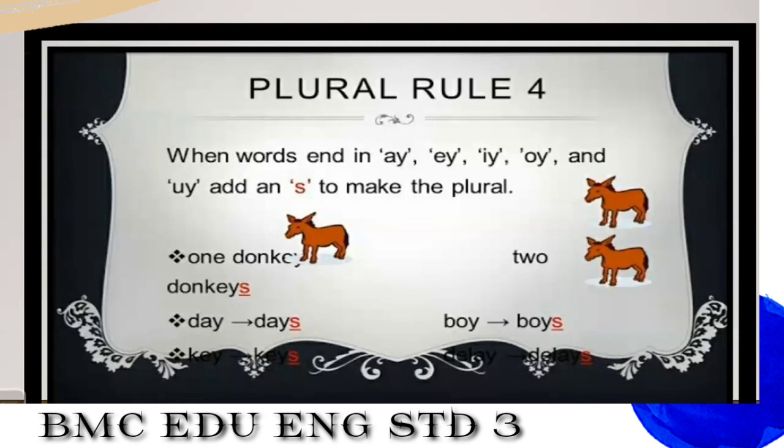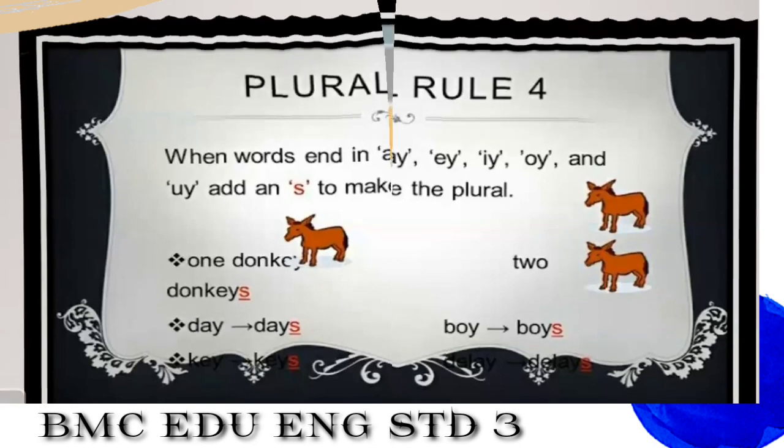Day, days. See, in day, D-A-Y, day. A is there before the Y, so it becomes days. Boy, boys. O is there in the spelling of boy. O is there before the Y. It means it is a vowel. So S is added. Boy, boys. Key, keys.